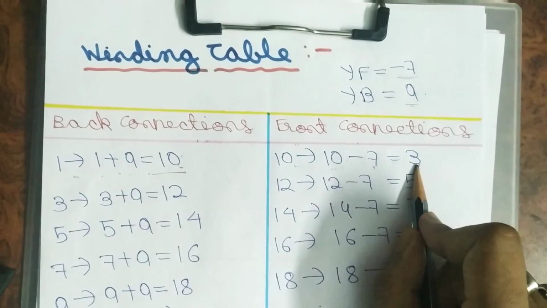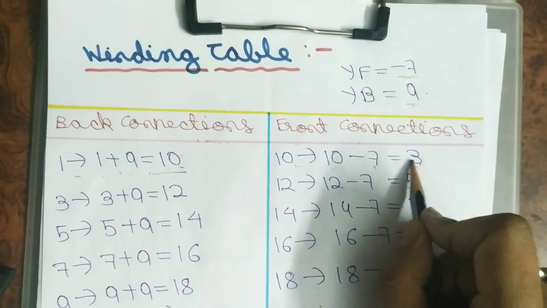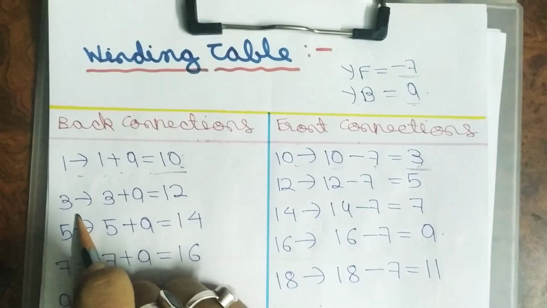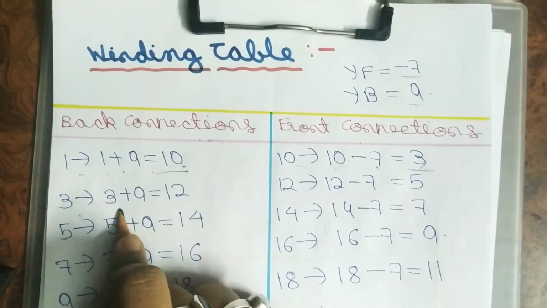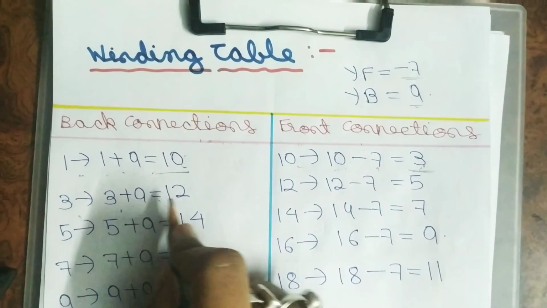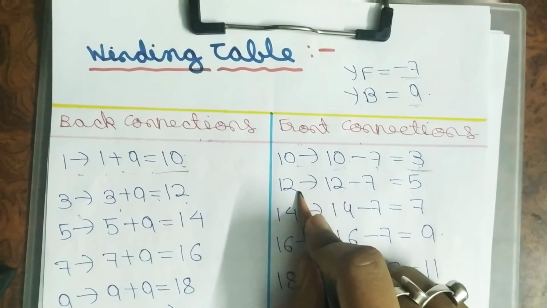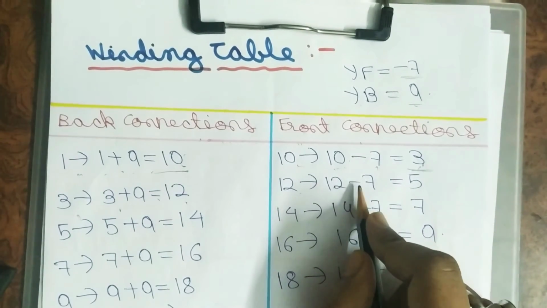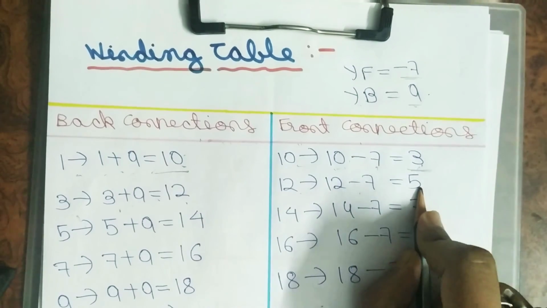Okay. Similarly, you have to take the value. So this value you have to take here. So 3. Again you have to add with 9. 3 plus 9 is equal to 12. And this 12 you have to add with minus of 7. So it will become 5.